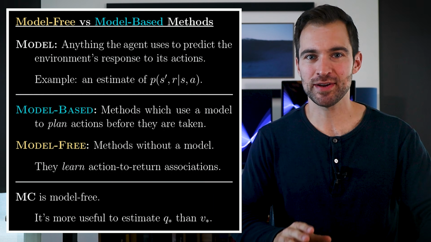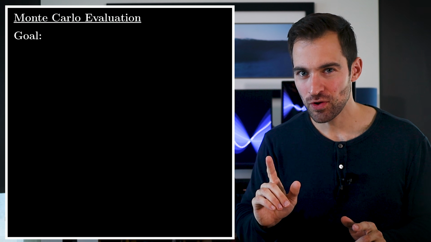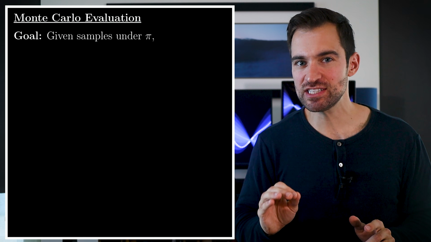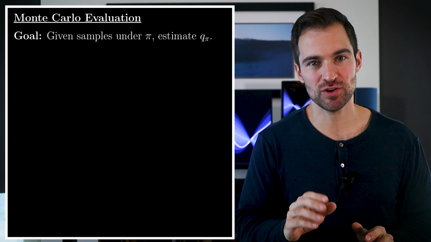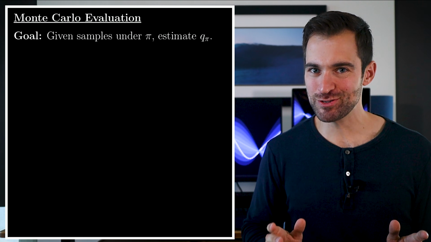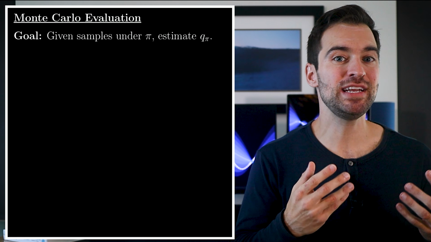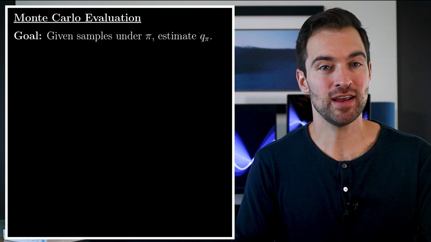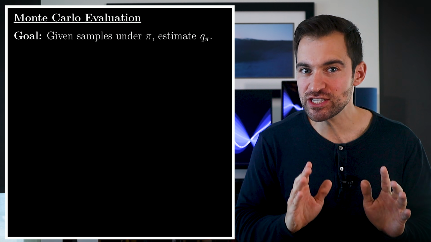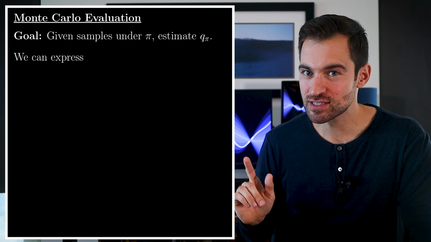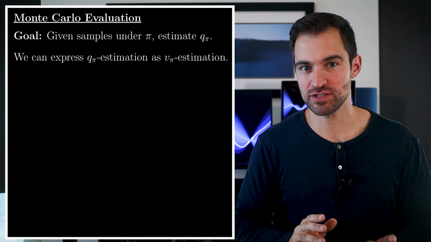All right, now we can get back to it, starting with Monte Carlo evaluation. Our goal is, given trajectory samples under the policy pi, estimate its action value function Q. And now, I need to do something I hate, say something confusing. Just a second ago, I said we need to estimate Q from model-free MC, and that's 100% true. But when we do evaluation only, we can express our Q estimation procedure as a V estimation procedure.